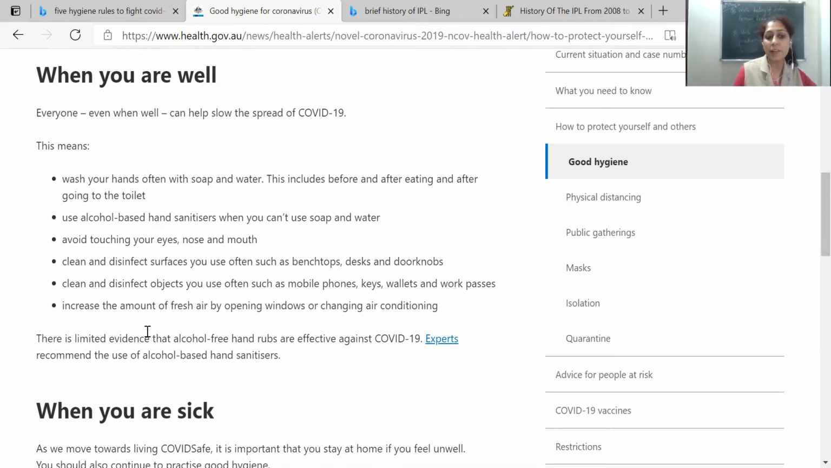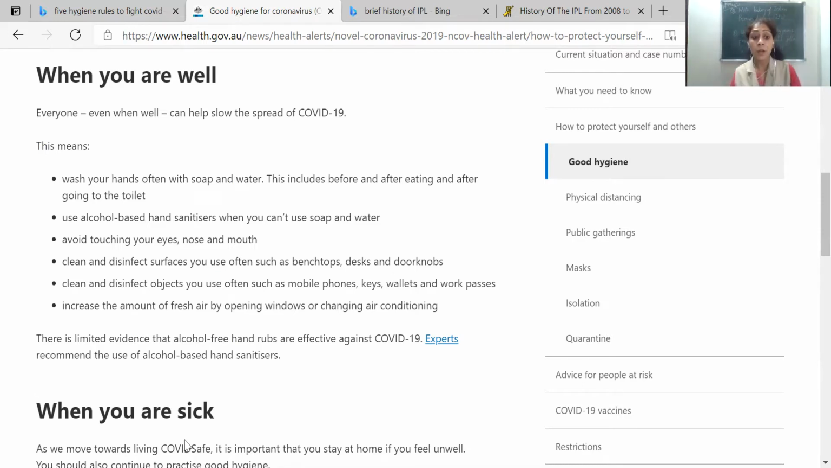There is limited evidence that alcohol-free hand rubs are effective against COVID-19. Experts recommend the use of alcohol-based hand sanitizers, because alcohol-free hand rubs are very common, a very ordinary soap solution that does not work wonderfully for sanitizing your hands. Better to use your alcohol-based sanitizer, which is used for medical purposes. Doctors use these alcohol-based sanitizers when they wash out after surgeries. So it is advised to use that kind of hand sanitizer, which will prevent the spread of COVID.